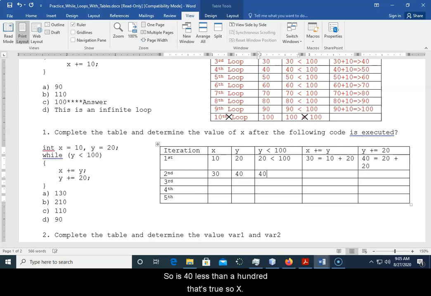So is 40 less than 100? That's true. So x is basically equal to what? 30 plus 40. So x becomes 70. So put 70 down.